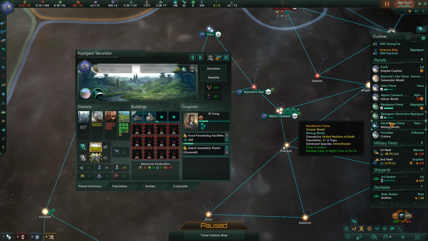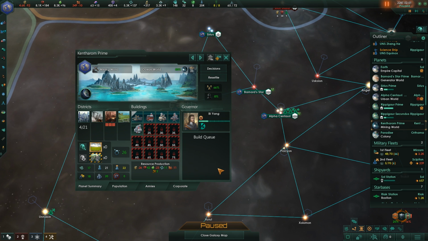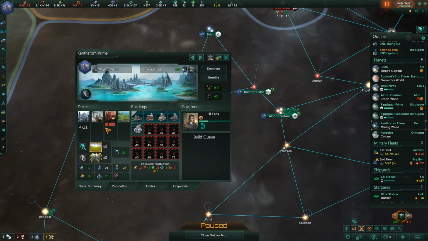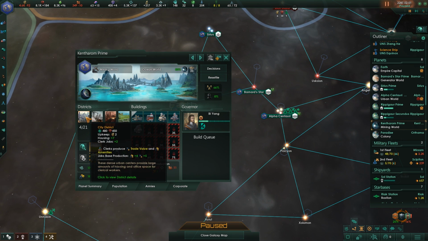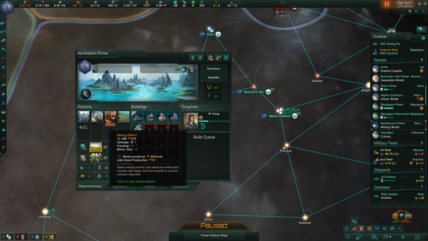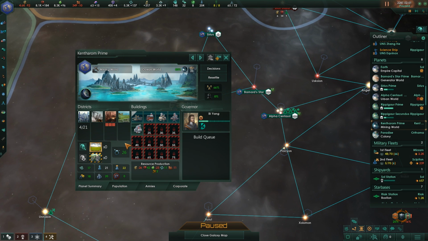On top of that, we have a mining world. A mining world in this particular scenario does not have a lot of districts, and in this particular case, it does look like it's going to be a trade value world in the long run, but right now it has a lot of mining districts on it and workers specifically catering to that.